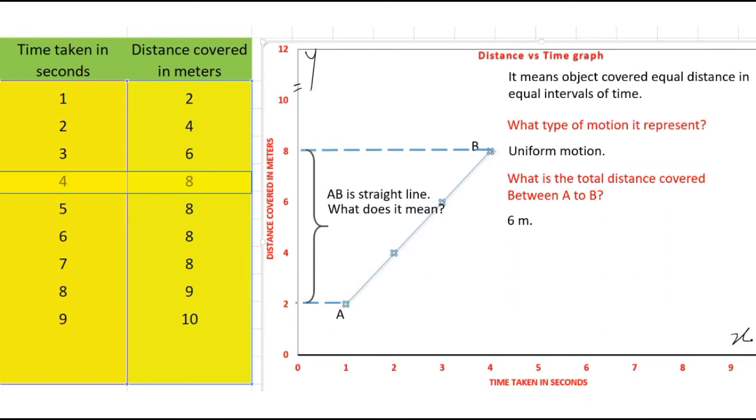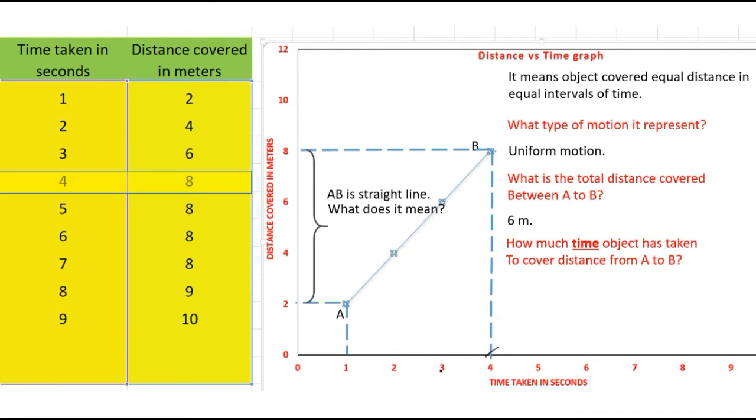And on the x-axis, suppose the question comes: how much time has it taken to move from A to B? Again the same way we have to find out. At A, it was not at 0, it was at 1 second, and when the journey reaches B, it is at 4 seconds. Between that, here 1 second, 1 second and 1 second, all together will be 3 seconds, right?